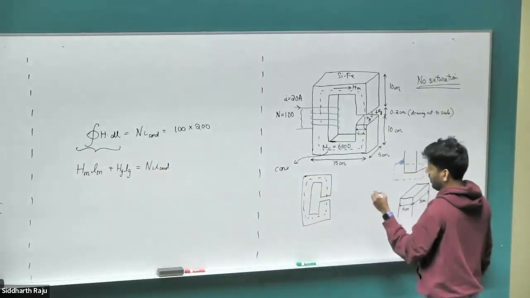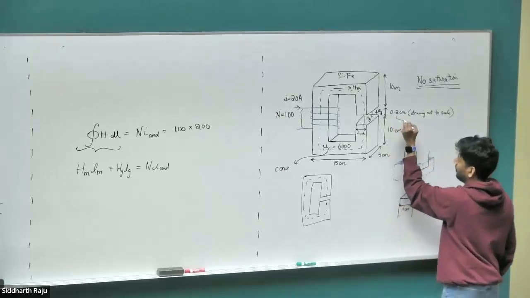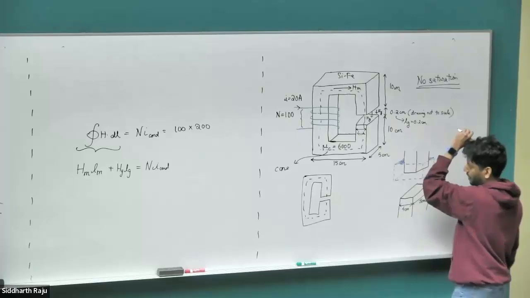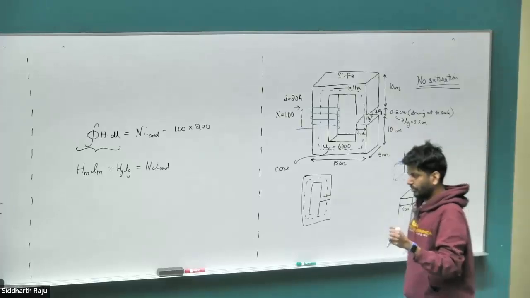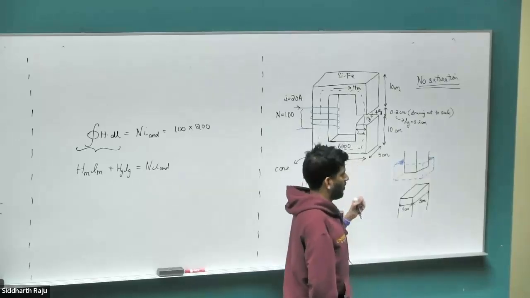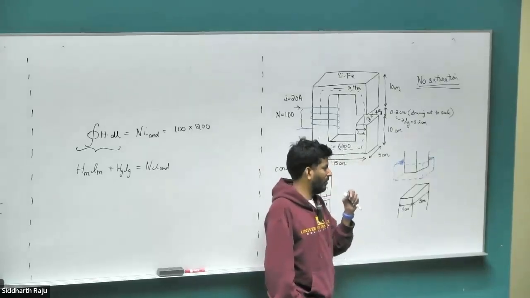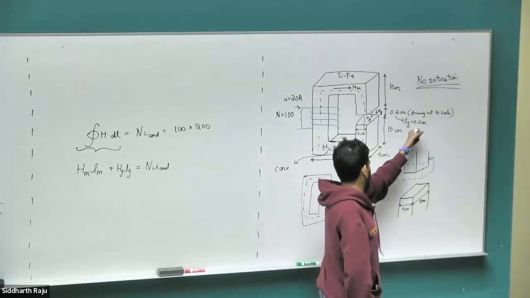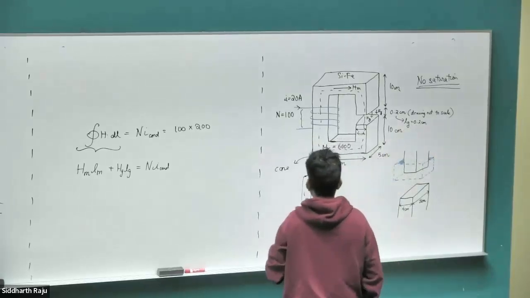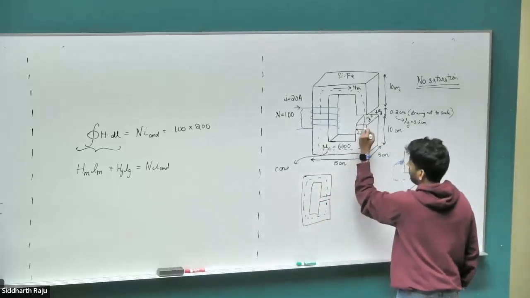LG is the length of the air gap, which is given here, 0.2 centimeter or 2 millimeter. Typically, when you have a motor, the air gap thickness is about 0.5 millimeter to about 2 millimeter. Extremely tiny length, and we'll see the reason why it has to be small enough. And we have taken the upper limit for this example. And LM is the total length of the design core.